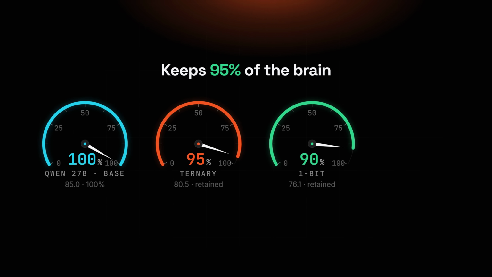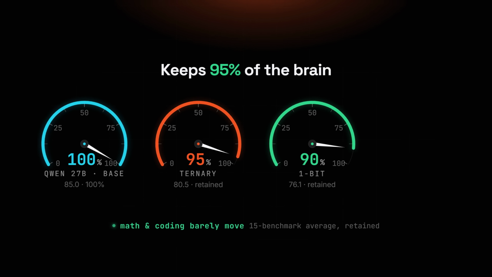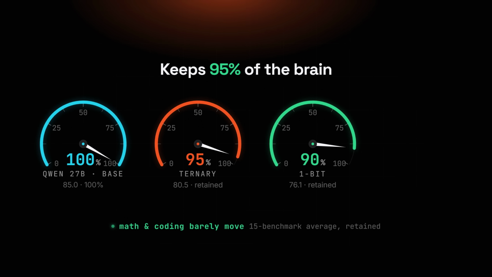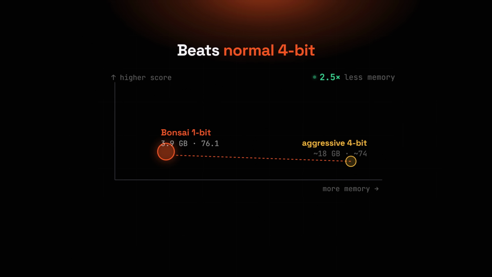They mostly did not. The ternary build keeps 95% of the original score. The 1-bit phone build keeps 90. Math and coding barely move at all. And here is the part that makes it more than a party trick.